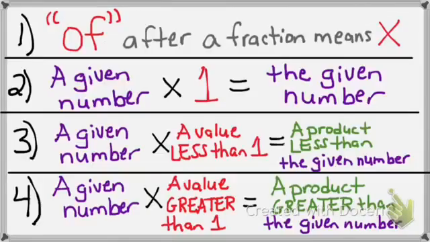So let's review. Number 1, the word of after a fraction means times, or to multiply. Number 2, a given number times 1, or anything that's equal to 1, is equal to the given number. Number 3, a given number times a value that's less than 1 is equal to a product or an answer that's less than the given number. And number 4, a given number times a value that's greater than 1 is equal to a product or an answer that's greater than the given number.